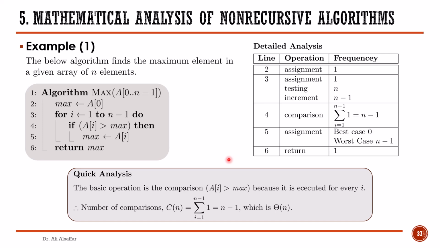Next, we need to specify the type of the analysis. Since the comparison is performed the same number of times, regardless of the specific input values, we consider this an every case analysis. Finally, in the final step of the framework, to find how many times the comparison is executed, we sum over the loop from 1 to n-1, and the evaluation of the summation is n-1, which belongs to big theta of n.